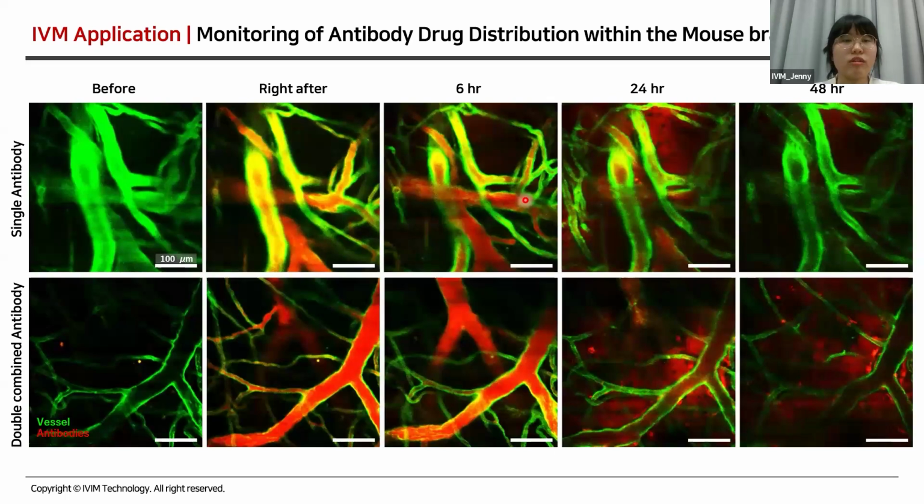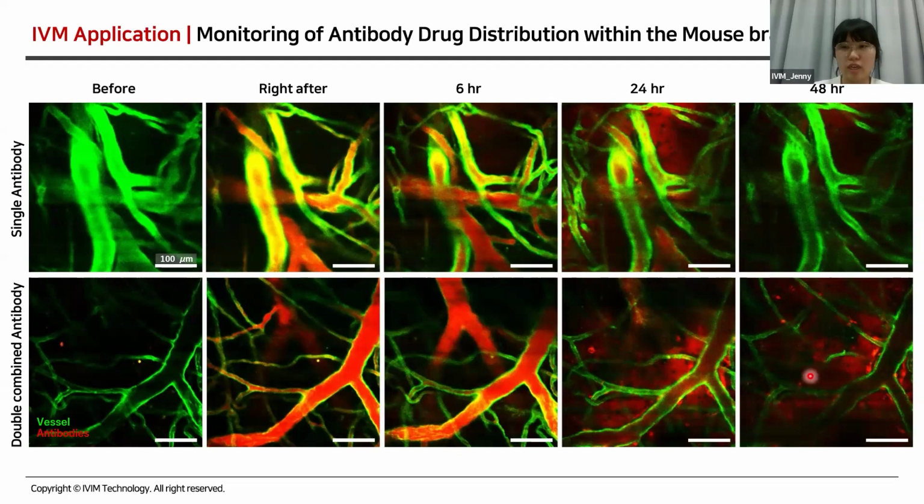The experimental results are as follows. First, the drugs were labeled with red fluorescence, and the blood vessels were labeled with green fluorescence for observation. It was confirmed that both antibody drugs were delivered to the brain tissue via the blood vessels starting from the 24 hours post-injection time point. In particular, compared to the single antibody drug, the double antibody drug showed a wider distribution range within the brain.